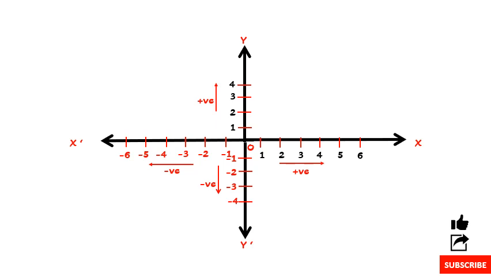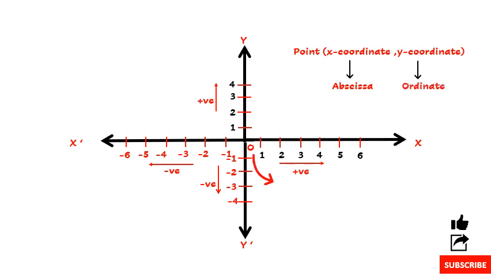The position of the points is represented in the manner (x coordinate, y coordinate). The x coordinate is also known as the abscissa and the y coordinate is also known as the ordinate. And the origin O is represented by the point (0, 0).